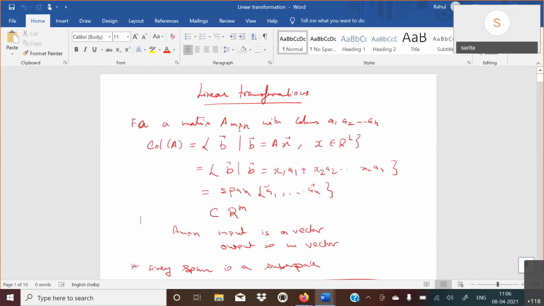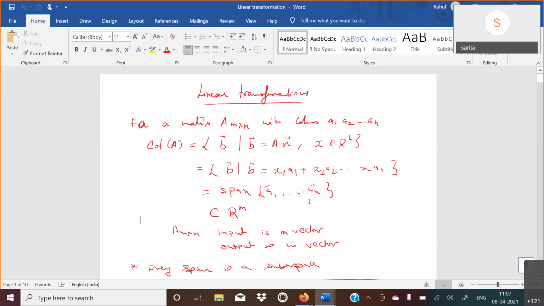Yesterday I took a matrix of dimension m cross n with columns a1, a2, ..., an. The column space is the set of all b where b satisfies b = Ax. That means b is a linear combination of a1, a2, ..., an, the column vectors. Therefore the column space is nothing but the span of a1, a2, ..., an, the span of all columns. Since it's a span, it is also a subspace, because there is a theorem we saw earlier that every span is a subspace.